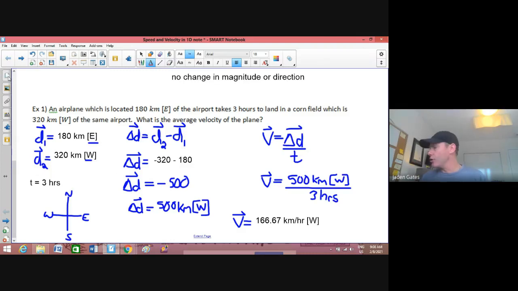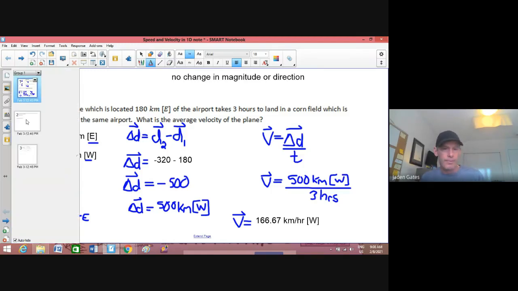So there's my velocity. A little bit of work going on there to find that. All right. Any questions so far? I'll check the chat. Oh, we seem like we're okay. All right, so now I'm moving on to example 2.